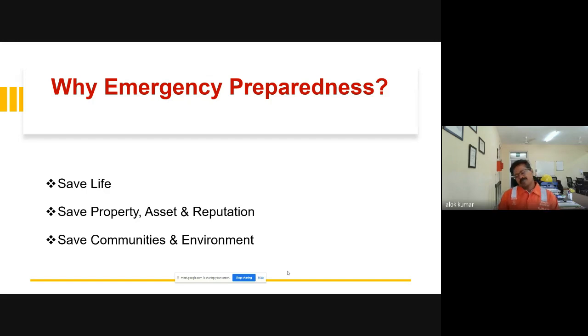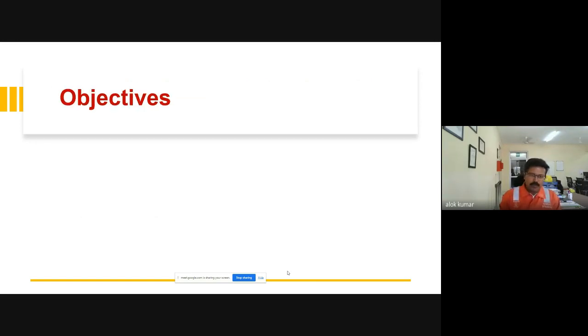So these are the different components. Why do we need emergency preparedness? Saving lives, saving property, asset, reputation, saving communities and environment. What is the objective behind having emergency preparedness? To control, reduce, or stop the cause.